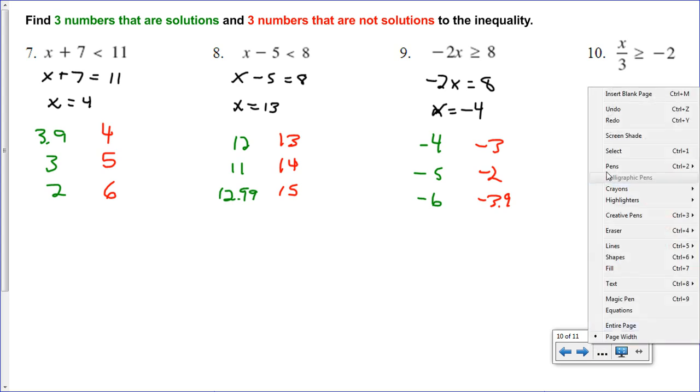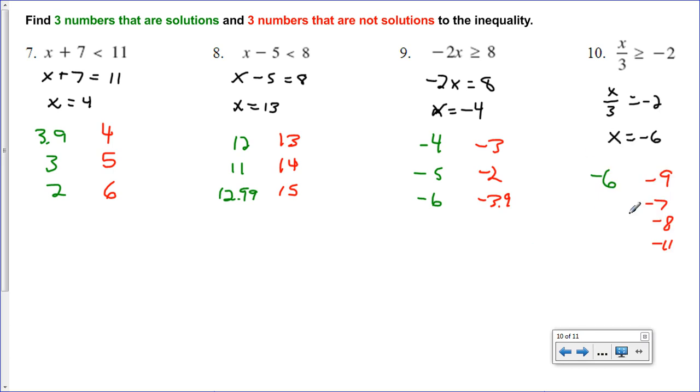And on the other hand, anything to the right of negative 6, like negative 5, negative 4, negative 3. How about negative 3? It's easier to check. Negative 3 divided by 3 is negative 1. Negative 1 is greater than negative 2, so negative 3 is a solution, because that gave us a true statement. And 0, of course, would be a solution, because 0 divided by 3 is 0, which is greater than negative 2. Negative 5.9 would be a solution, etc.